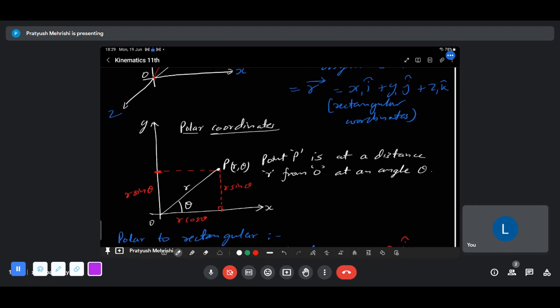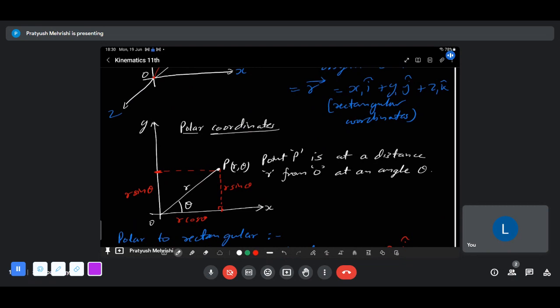Now, these are the polar coordinates. What are the polar coordinates? In polar coordinate system, only distance will be given to you and the angle at which the point is located. Like it will be said that point P is located at a distance 10 meters at an angle of 30 degree from origin. So at an angle of 30 degree, first you will draw a line, and then on that line at a distance of 10 meters, your point will be located. That is the polar coordinate system.